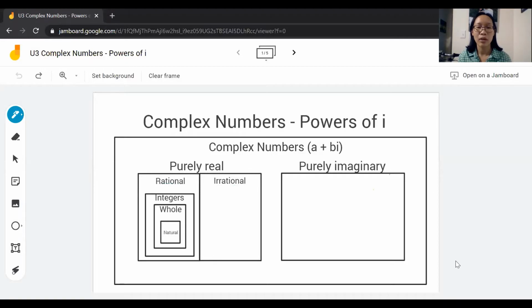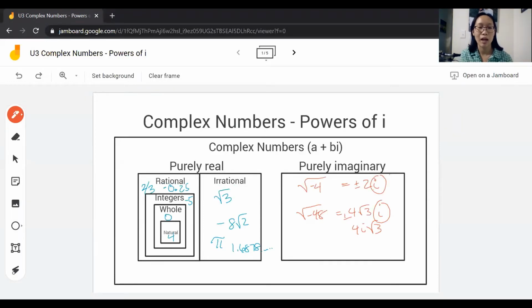Complex numbers are the largest group that contain real numbers, imaginary numbers, and combinations of the two. Complex numbers can be written in the form a plus bi, where a is the real part and b is the imaginary part. Purely real numbers have the form a plus 0i, so that the imaginary part goes away. And purely imaginary numbers have the form 0 plus bi, so that there's no real part. Complex numbers can have one or both parts.